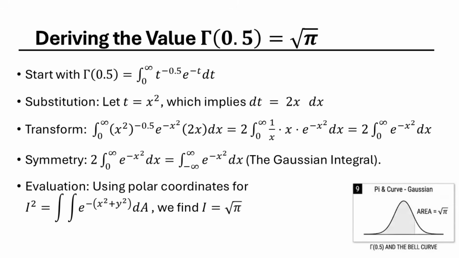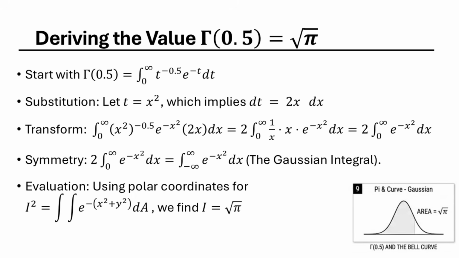Now we arrive at one of the most stunning revelations in mathematical analysis, the exact value of gamma of 0.5. Why would the square root of pi, a constant usually associated with circles, appear in a function that generalizes factorials? Let us break this down step by step so you can see the logic clearly. We start with the integral definition. Gamma of 0.5 equals the integral from 0 to infinity of t to the power of negative 0.5 times e to the power of negative t with respect to t.